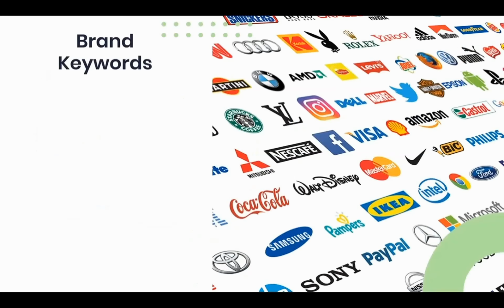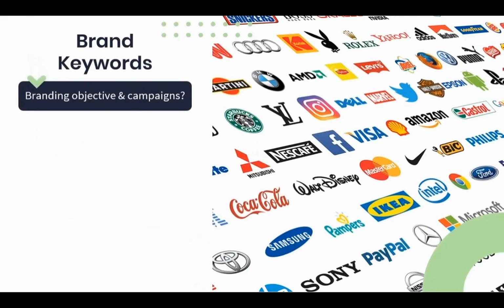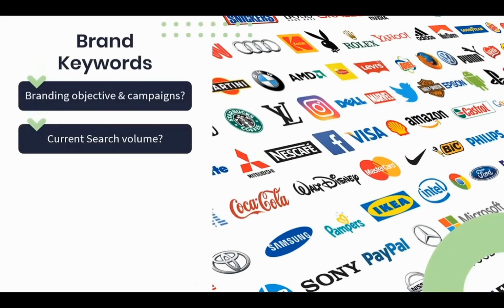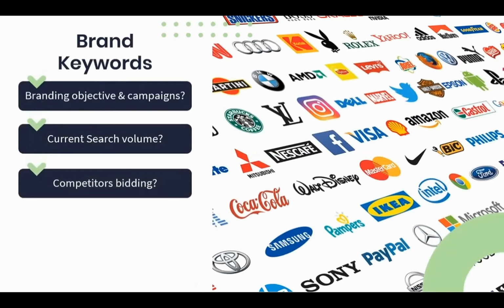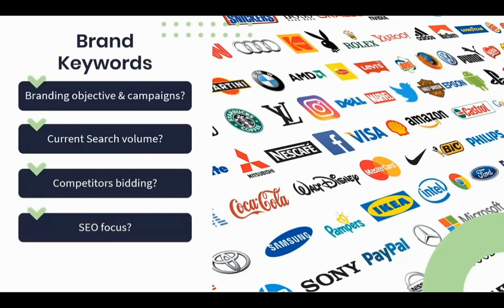One of the first questions to ask is whether you are going to be bidding on your own brand terms. Is there perhaps a separate branding objective and relevant campaigns involved as well? If so, then you won't need to worry about that brand. Are you expecting people to be searching for your brand due to marketing efforts? Do you know the current search volume of the brand searches? Are the competitors bidding on your brand? Are your branded keywords already an SEO focus? And by that I mean, are you optimizing your website for your brand keywords?